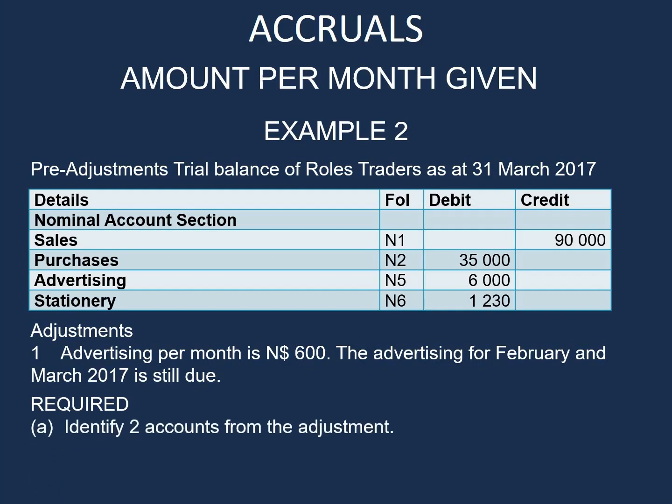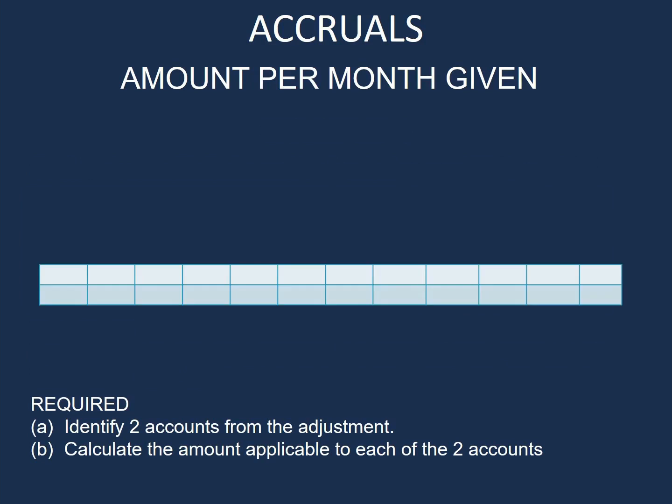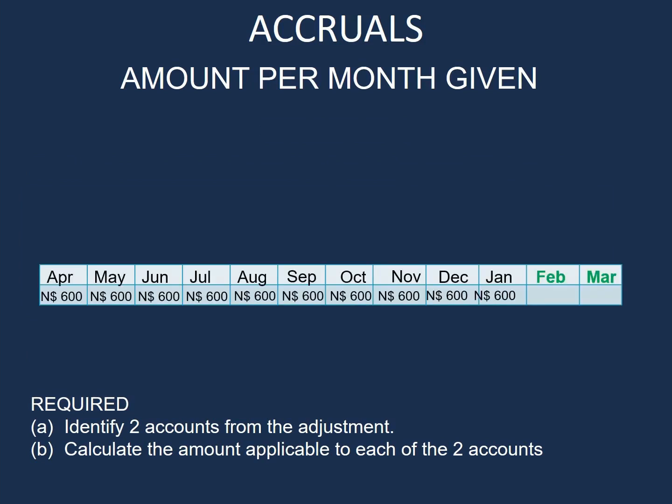We are required to identify the two accounts from the adjustment. The two accounts is advertising, and our keyword is still due, which means it's accrued expenses. After that we need to calculate the amount applicable to each of the two accounts. So now let's have a look at our payment schedule for our advertising. In our adjustment it says that February and March is still due.